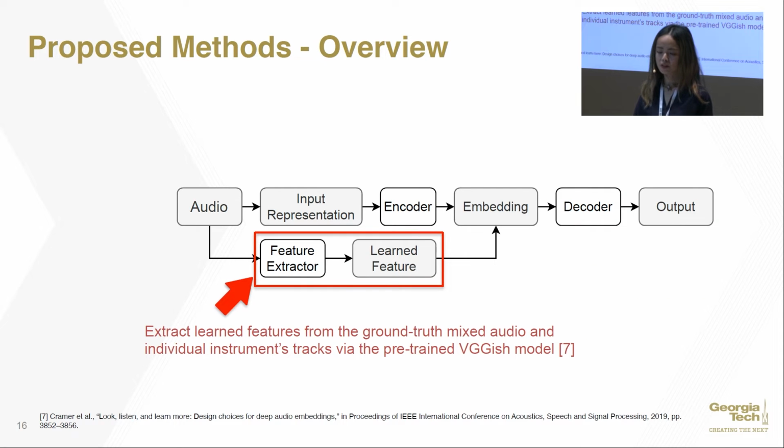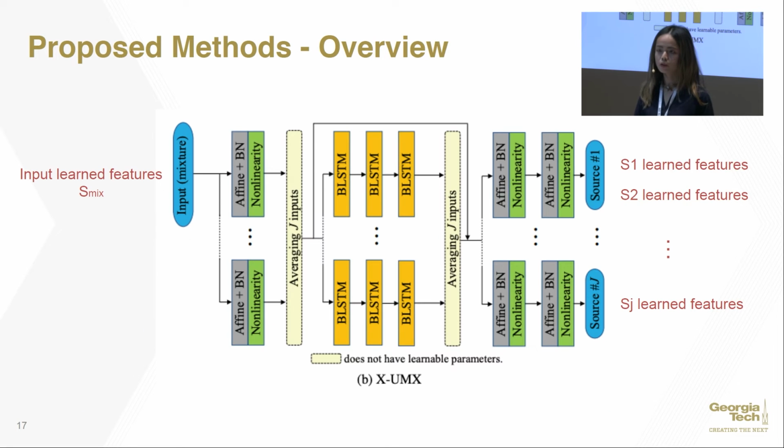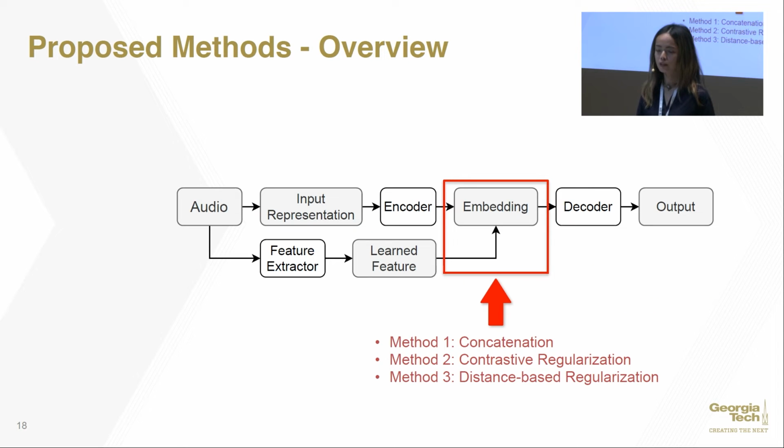The bottom part is the pre-trained feature we are interested in. Here we choose the VGGish model, which is pre-trained on AudioSet, a dataset containing 6,000 hours of training data. We use this pre-trained model to extract the learned feature from audio. There are two ways to do this. First is from the mixture, which is the input we're interested in. The other is from the output, the target sources we are interested in. So we can extract the learned feature from both the mixture and the target sources. Now we have two things: one is the embedding from the source separation model, the other is the learned feature from the audio.